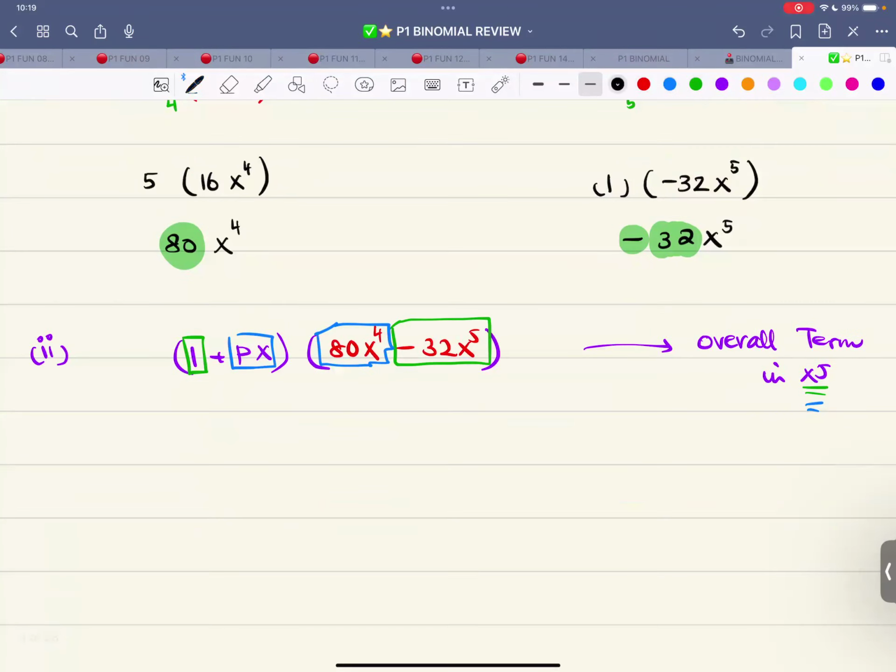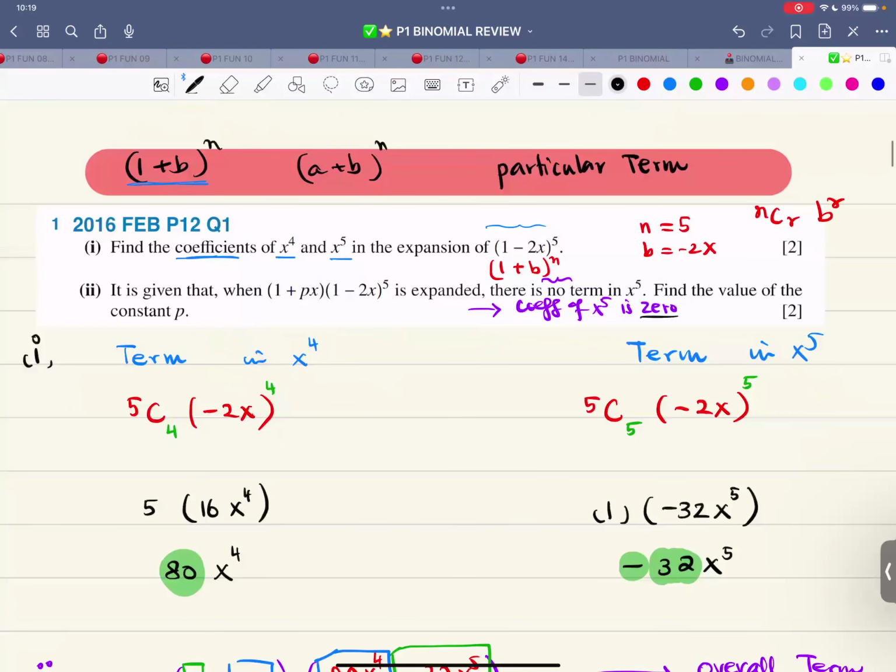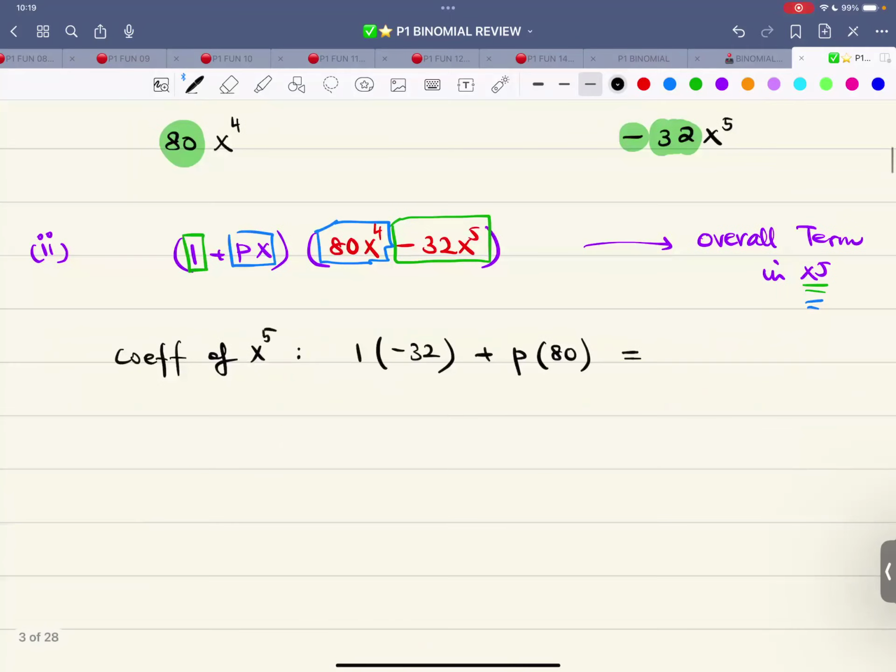So I will write over here coefficient of x^5. That is 1 into negative 32. And the other one is p into 80. I'm multiplying 1 into negative 32. I'm multiplying p with 80. I'm just taking the coefficients. The number attached to the variable, that's the coefficient. And equated to what? Equated to 0 because there is no term in x^5. It will all cancel out.